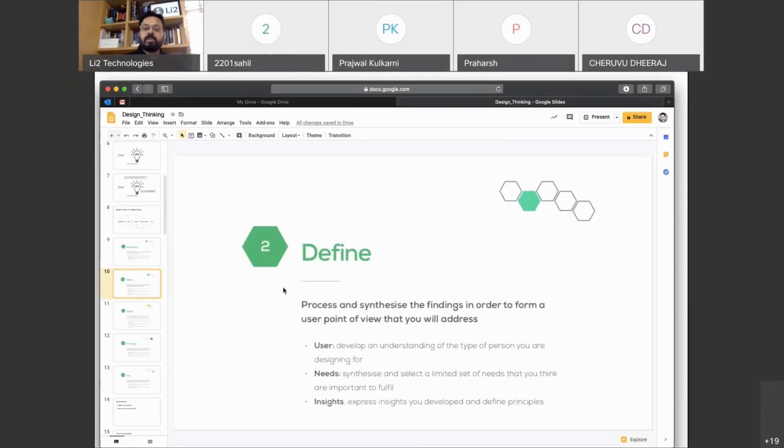So, is that clear, people? Process and synthesize the findings and put it down from a user perspective. Develop an understanding of whom you're designing for, what are the needs, and what are the insights. The insights that I gave you right now about Ola is something that you need to come out with. Sahil, I'm sorry, I'm talking about Sahil because he just spoke up about his idea. Express insights you developed and define principles, right?